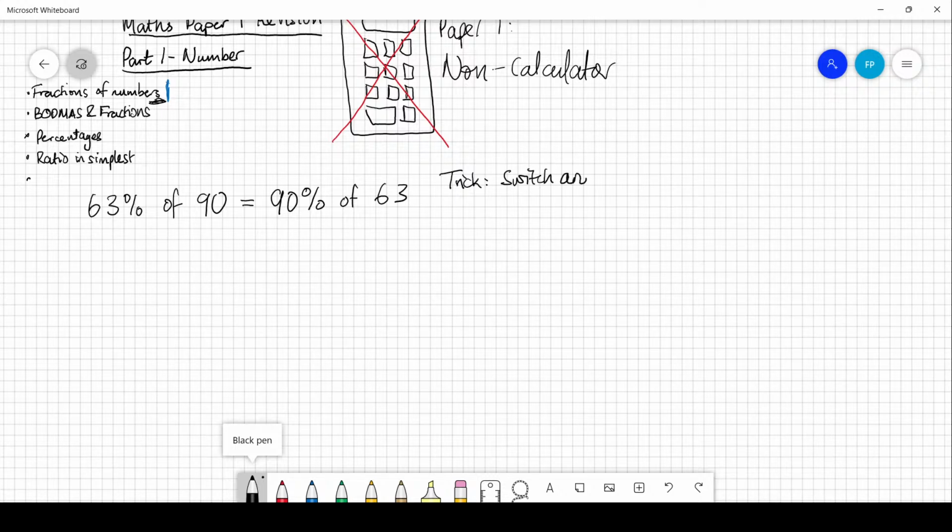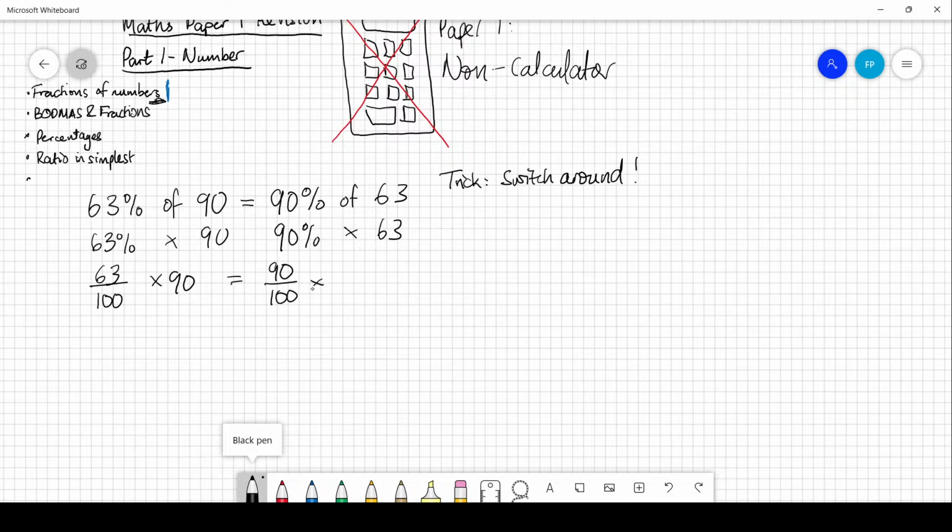You sure? Yeah, I'll show you why. Because of means to multiply. So we have 63% times 90 and 90% times 63. And a percentage is just a number divided by 100. So we get on the left 63 over 100 times 90, which is also equal to 90 over 100 times 63.